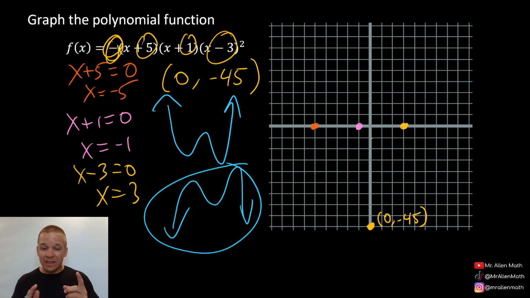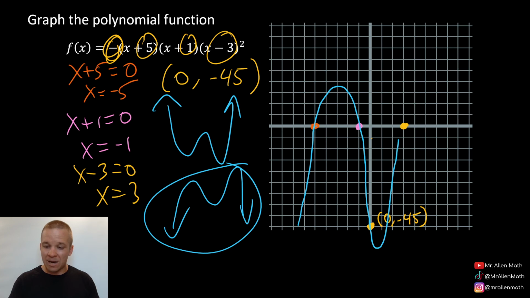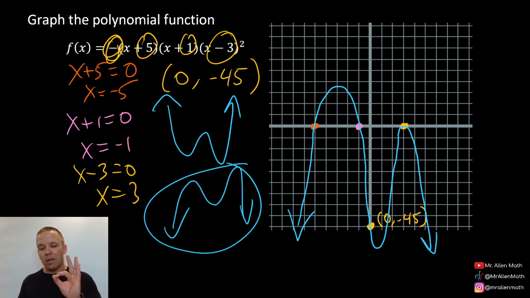And keep in mind that yellow point right here, this yellow one, we're going to be bouncing off of it. All right, and this is where it gets a little bit tricky. So I'm going to start down low, head up through the orange one, down through the pink one, through my y-intercept, and then I come back up. I'm going to bounce and head back down. Boom. Big ol' M-shaped looking thing right there. Pretty solid work.